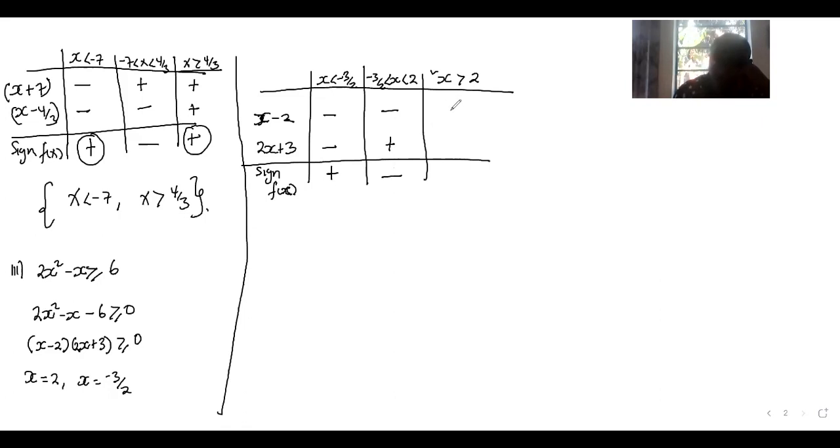Beyond it, 3. When you substitute 3, what do you get? A positive. Positive, when you substitute here, what do you get? When you put your 3? A positive. Positive times positive? Positive.